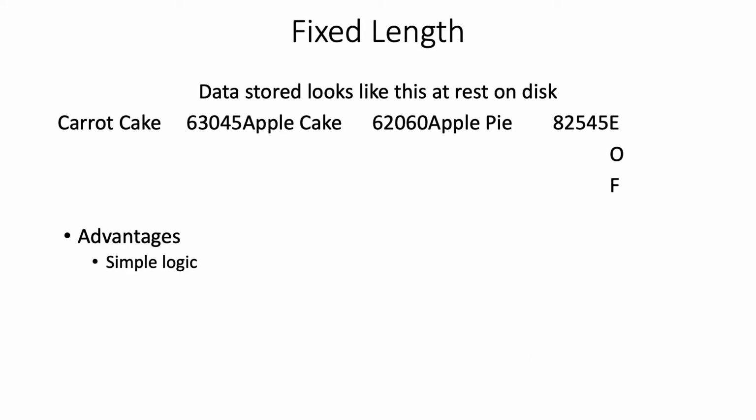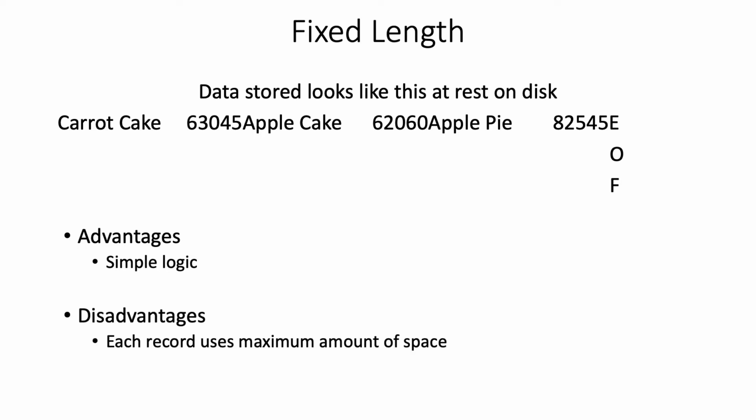All right, what are the advantages of fixed length? It's simple logic for a program. It's easy to write, and once you've got it working, it's fairly easy to read. The disadvantage is each record uses the maximum amount of space, so that when we were talking about carrot cake, you've got these spaces that in this case aren't doing anything, but you're still going to use them up on the tape or in your storage media.